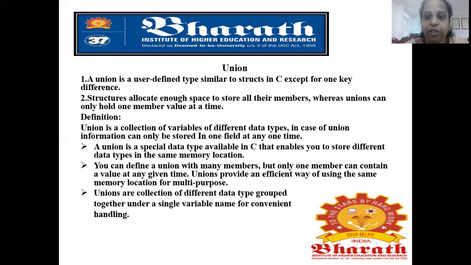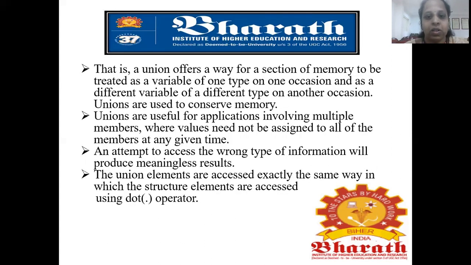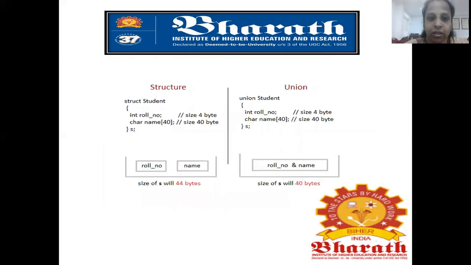The main advantage of your union is that all the elements are stored in a single memory location, which is convenient for handling data. We can access a union element by means of a dot operator. So unions are useful. Where can this union be applied? The union can be applied when we are using multiple members, and all these members can be assigned in a single memory location. So this is the application of the union. This is the difference between the structure and the union.